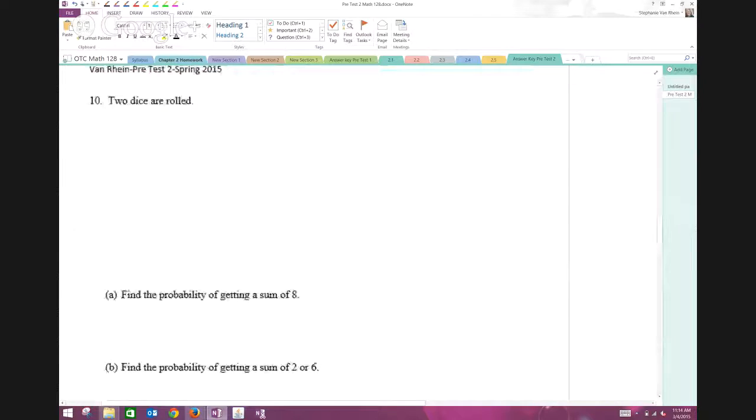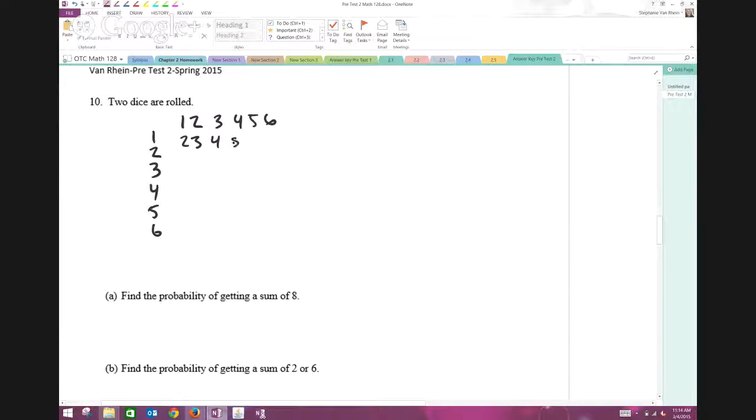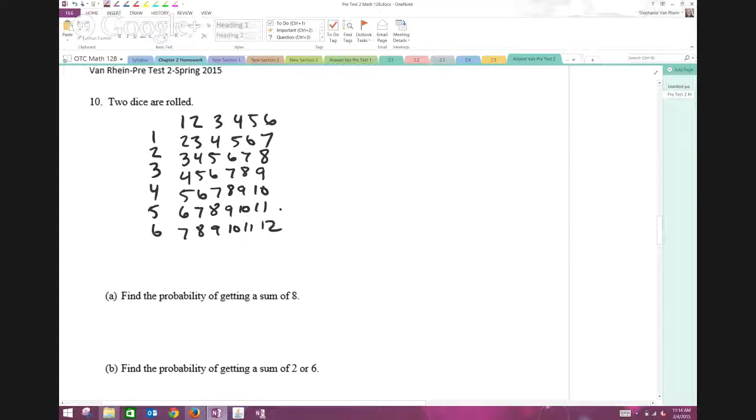This is a 2 dice problem. So if I take a minute and write out that table, I'm looking at the sums. This is the first dice, this is the second dice. Find the probability of getting a sum of 8. The probability of getting the sum of 8.